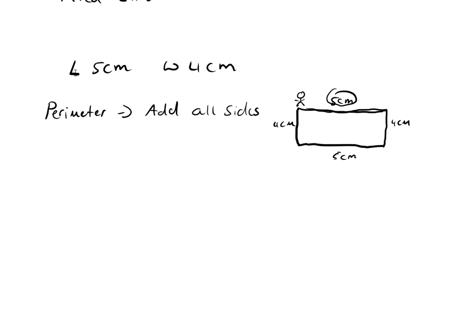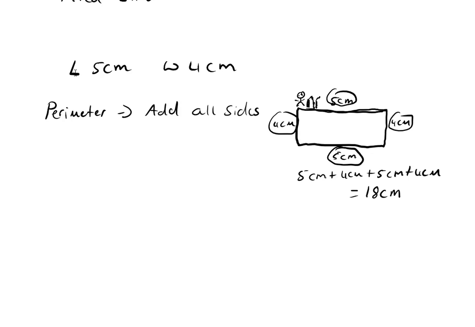So we travel 5 centimeters. Then we travel 4 centimeters. Then we travel 5 centimeters. And finally we travel another 4 centimeters. Let's add those together. 5 and 5 is 10, 4 and 4 is 8. So that equals 18 centimeters. So if you were to walk from here the whole way around, you would travel 18 centimeters. Or if you were to put up fencing, you would have to put up 18 centimeters of fencing.